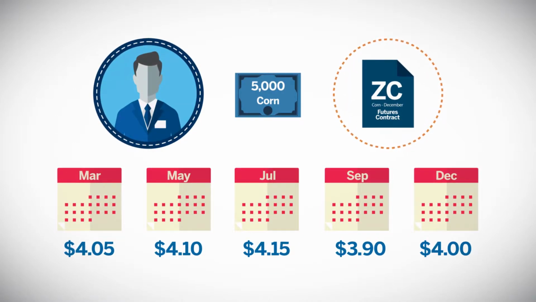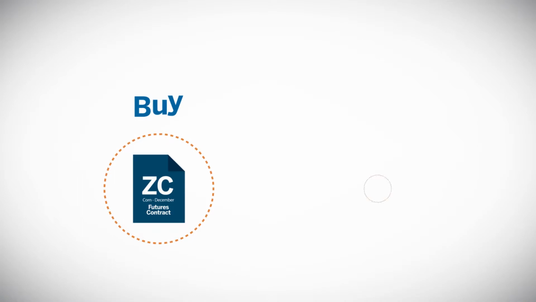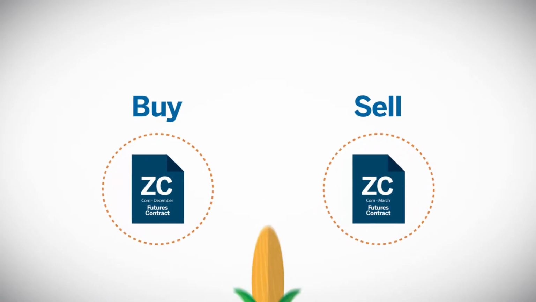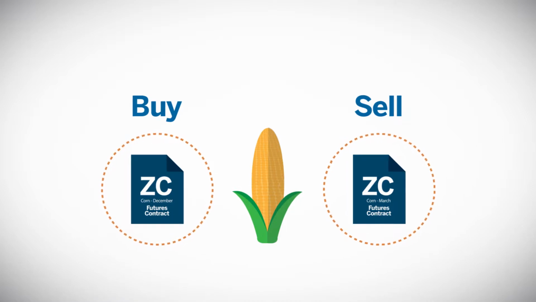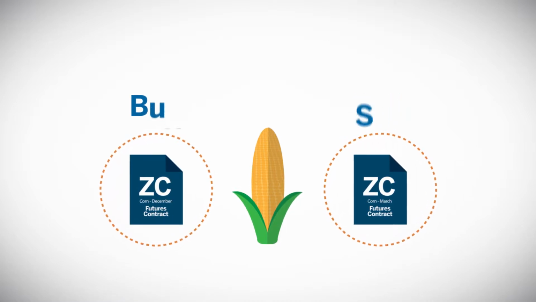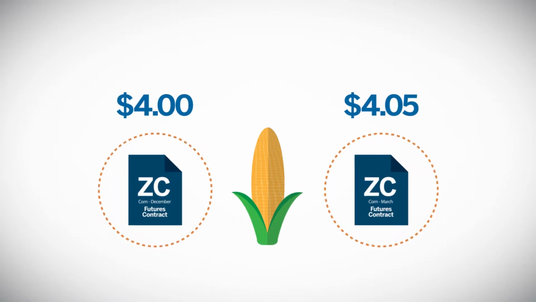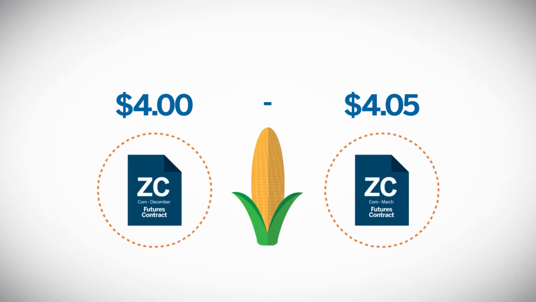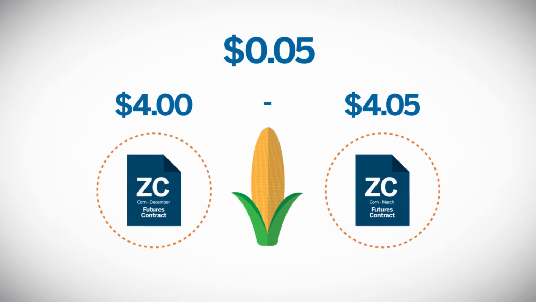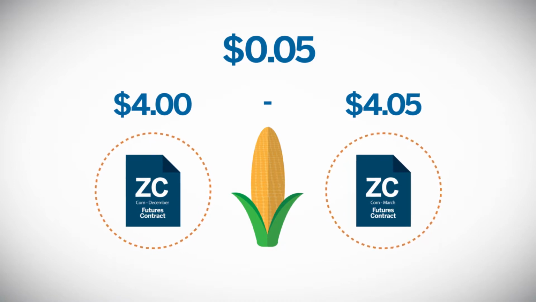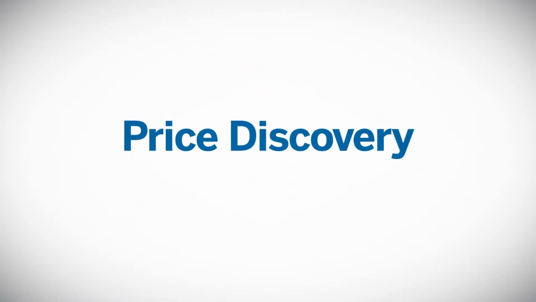A calendar spread is buying a futures contract that expires in one month, while simultaneously selling a futures contract for the same commodity that expires in a different contract month. The price of a calendar spread is the price difference at a given point in time between the two futures contract expiration months. For example, the December-March calendar spread would be the difference in price between the December futures contract and the March futures contract. How are these price differences discovered?